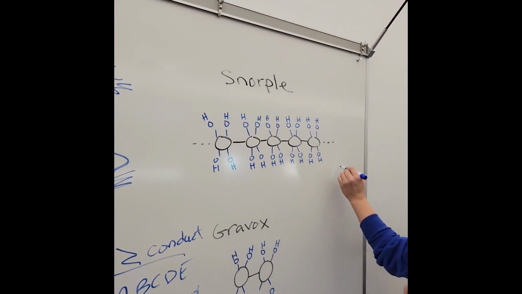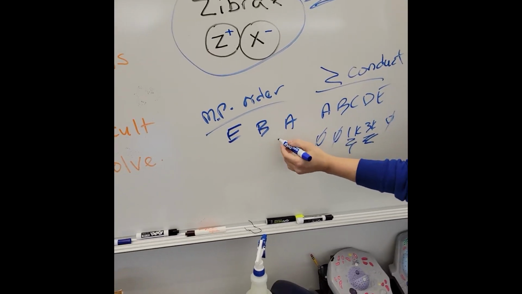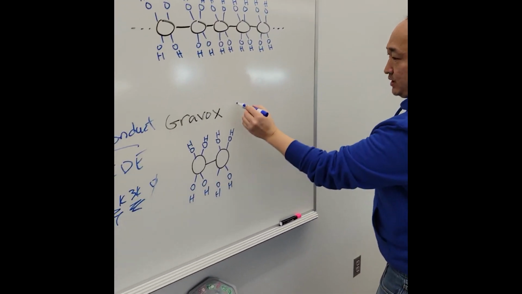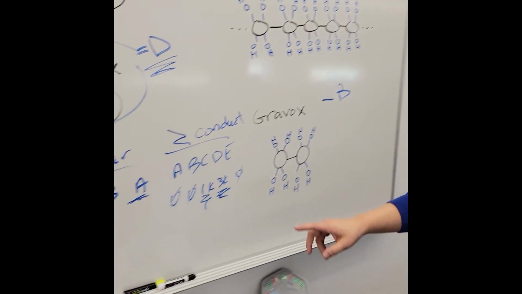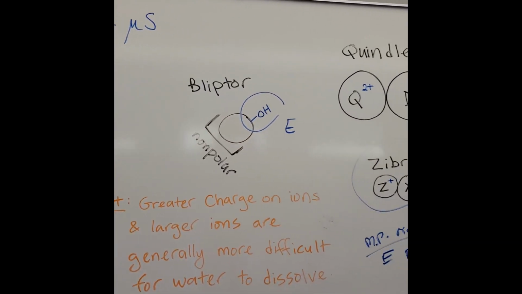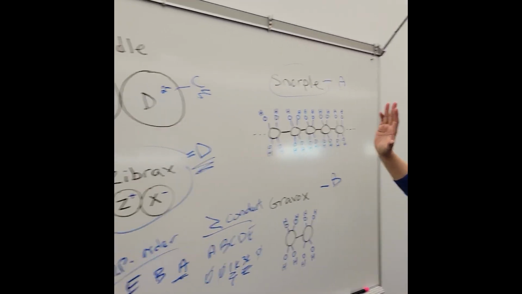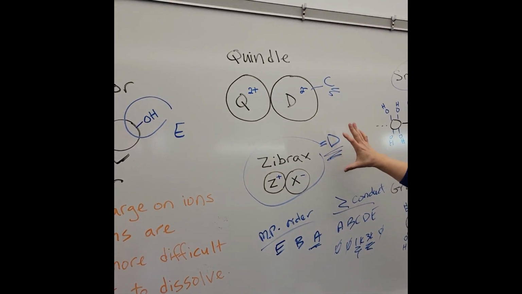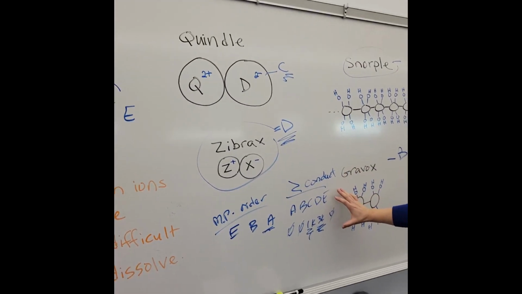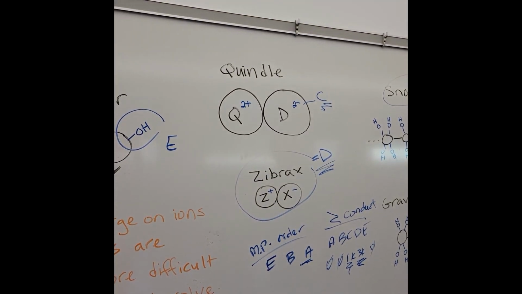All right, so this is going to be A, because it melted last, or it melted third in this order of melting. And this is going to be B. All right, and this is going to be E. E melted first. Bliptor melted first. Gravox melted second. Snorkel melted third. Ionic compounds have the highest melting points. They're generally in the hundreds or thousands. So we use the electrical conductivity to distinguish between them. So I hope that helped.